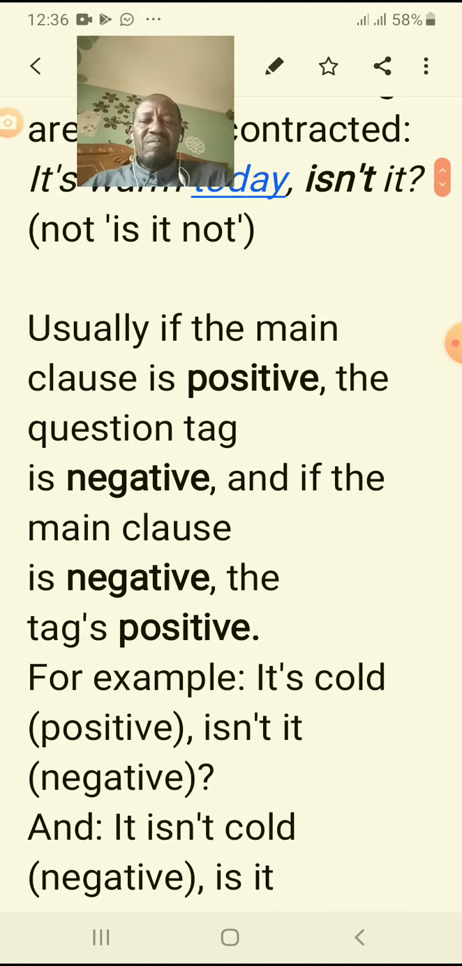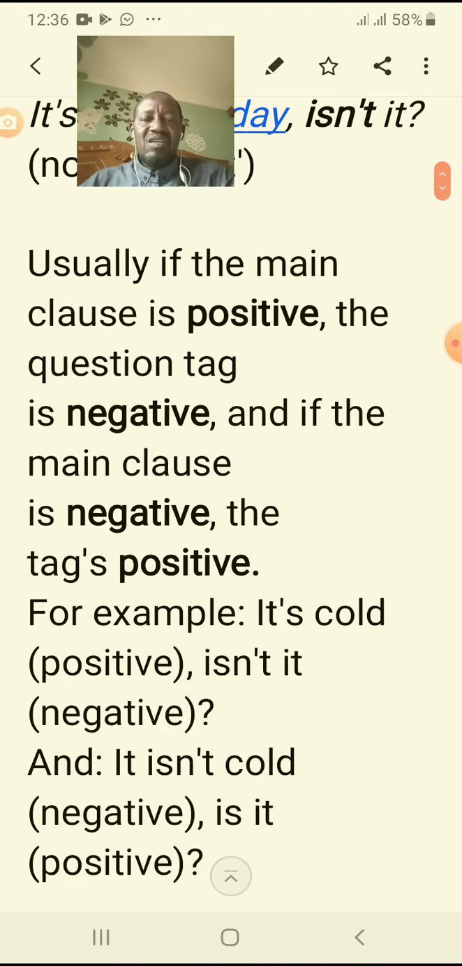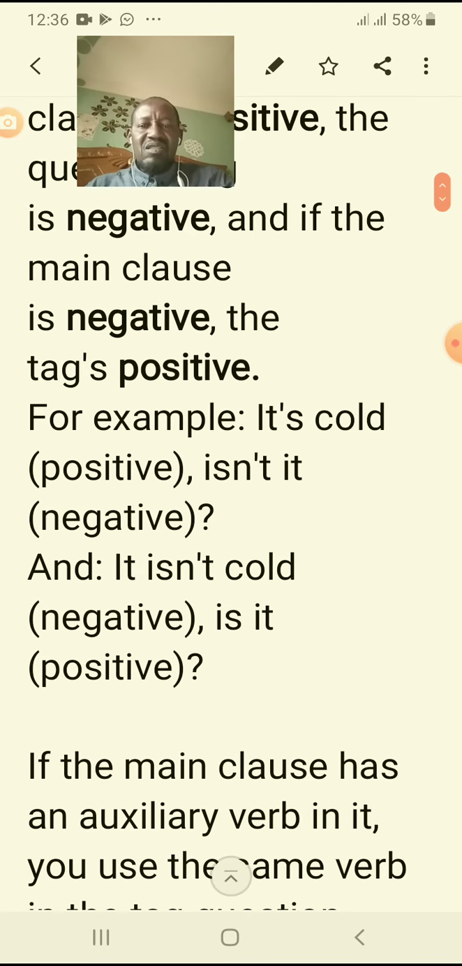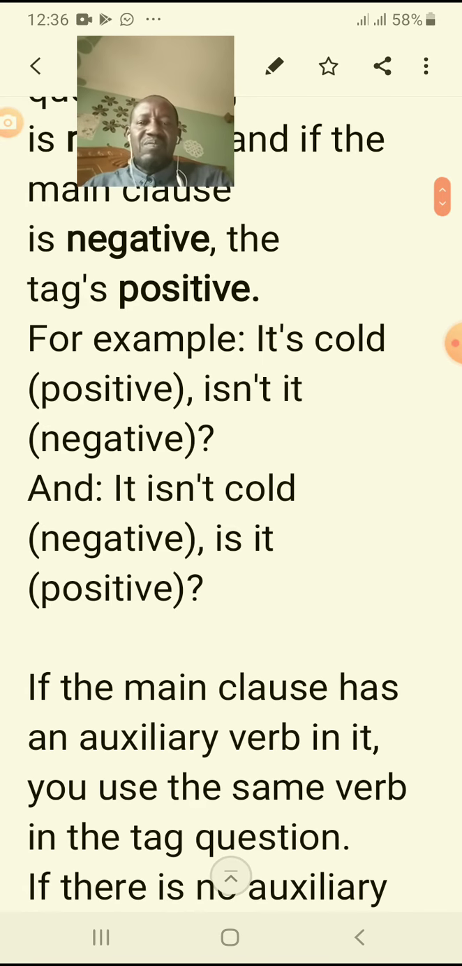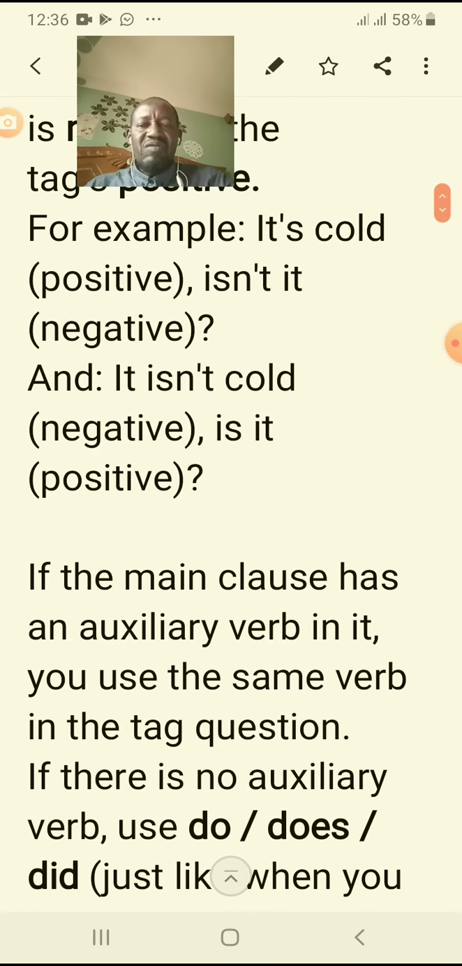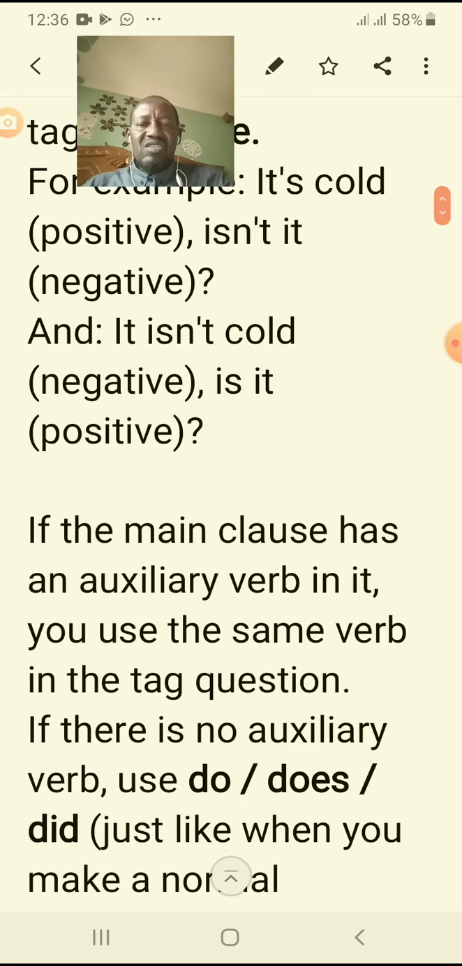Usually, if the main clause is positive, the question tag is negative, and if the main clause is negative, the tag is positive. For example, it's cold, isn't it? And for the negative, it isn't cold, is it?